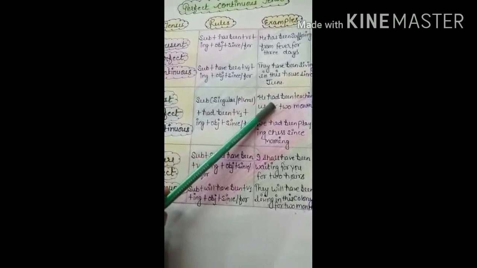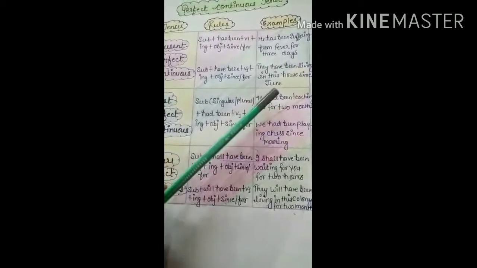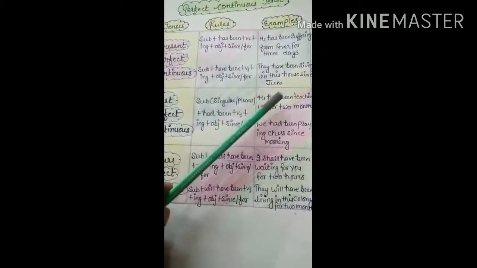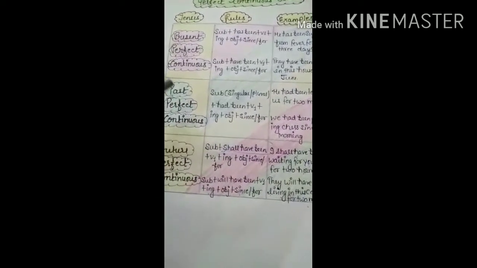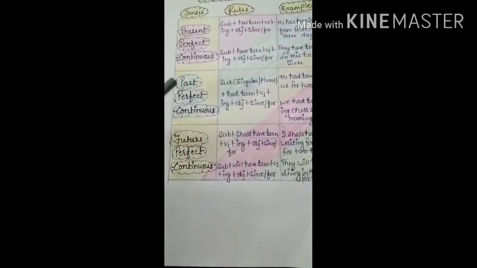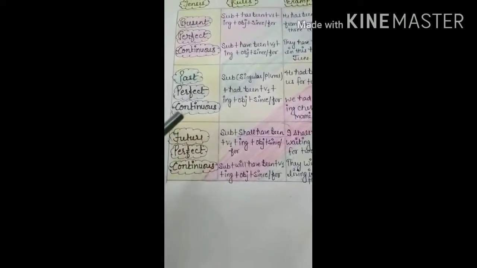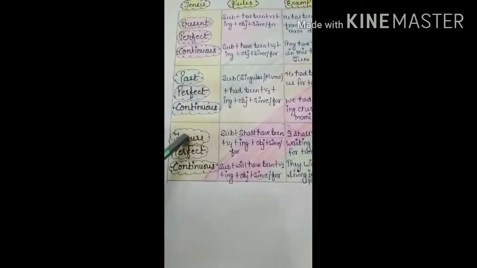So students, you can say when the action has started in the past and continues, but it is over in the past. So this is all about past perfect continuous tense. Next one is future perfect continuous tense.